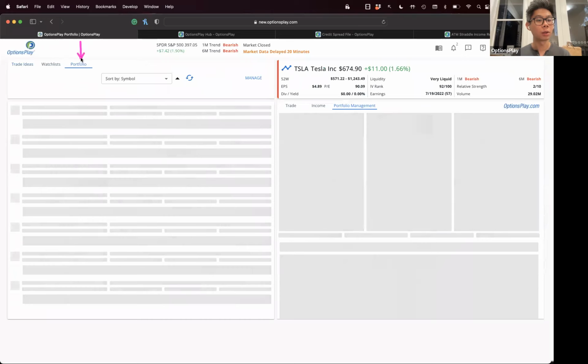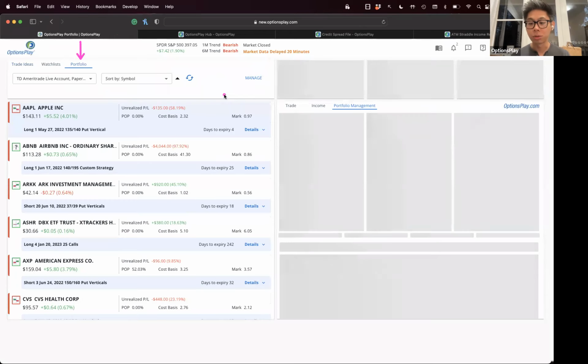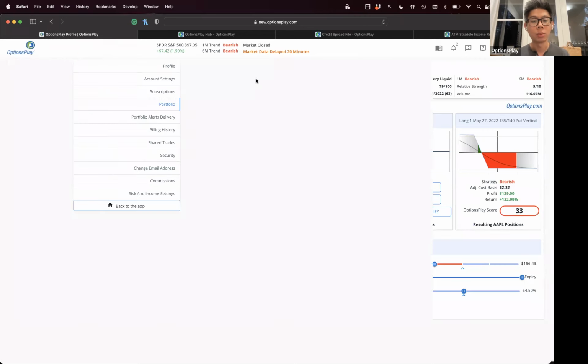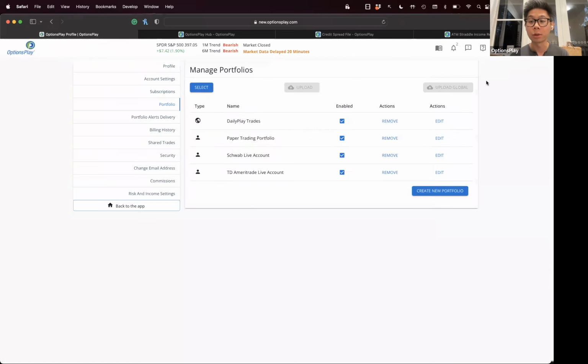If you click on your portfolio tool here on the upper left-hand corner, the first thing you do if you're using this tool for the first time is click on the Manage button here in the portfolio tool. Click on the portfolio button and click on Manage here to the right. When you do so, it'll take you to the portfolio part of your profile. And this is where you can create new portfolios.